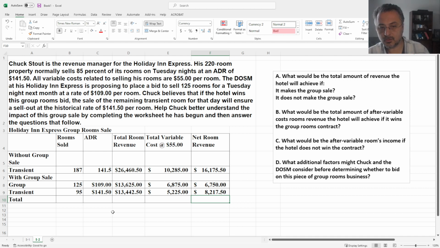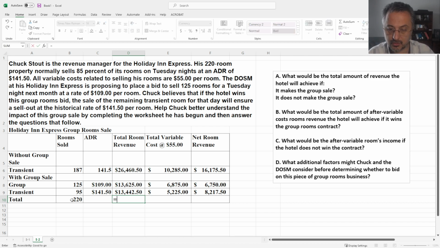Now let's also calculate the total. Total rooms are going to be 220, of course, and total room revenue is going to be this plus this. Okay, actually we can just pull all the way here.